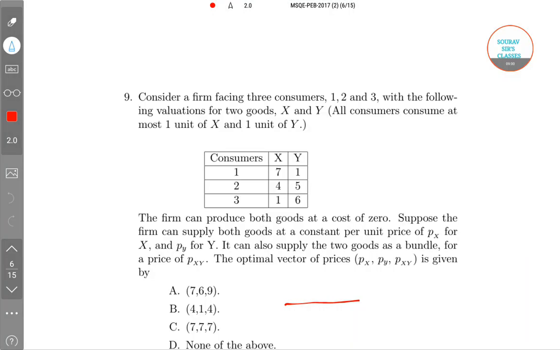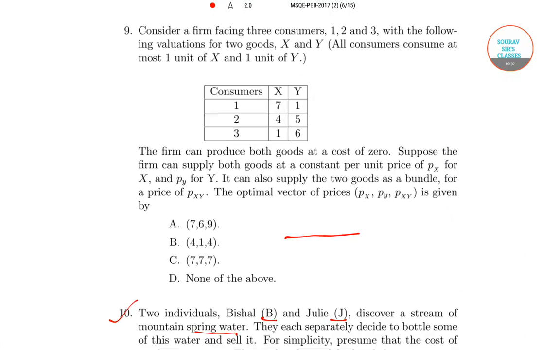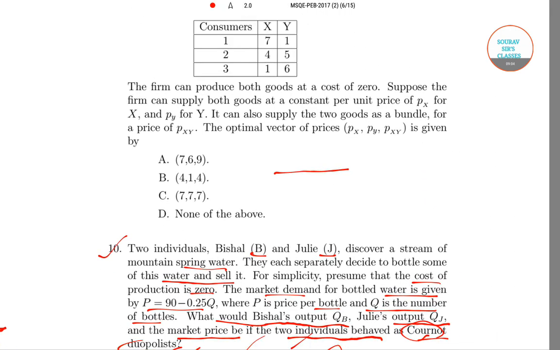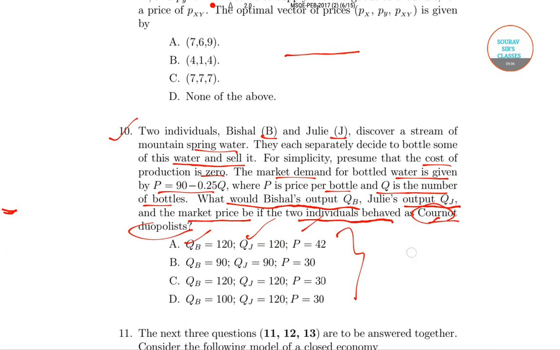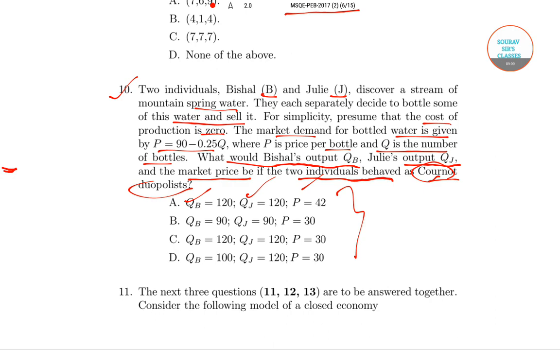Now we'll go to the question again. In question number 10, option C is the right answer. As you can see here, QB is 120, QJ is 120 and price is 30. So today we solved question number 10 from MSQE PEB 2017. The answer would be option C. In subsequent videos, we'll solve other questions from MSQE PEB 2017.